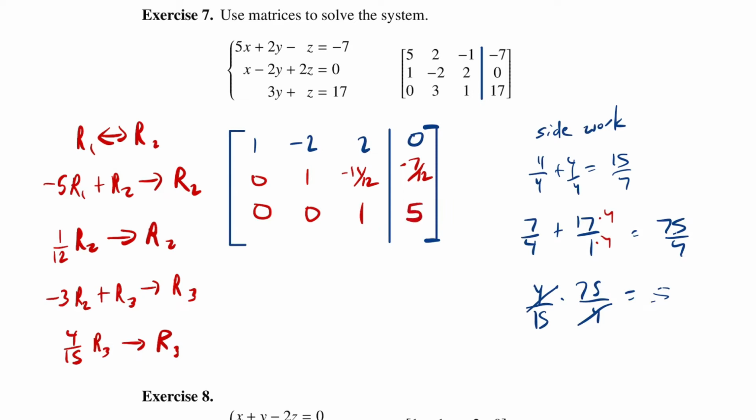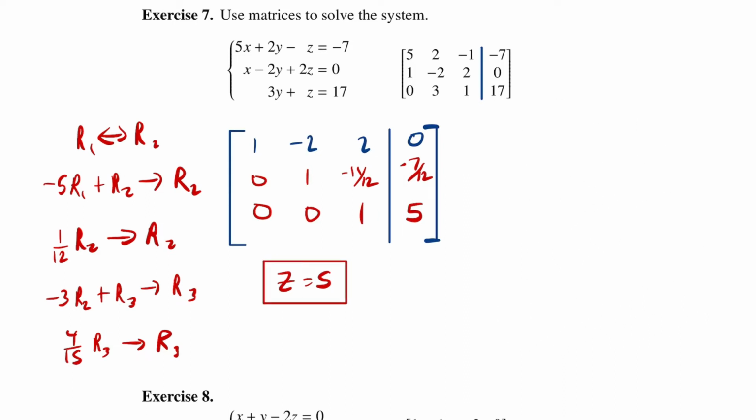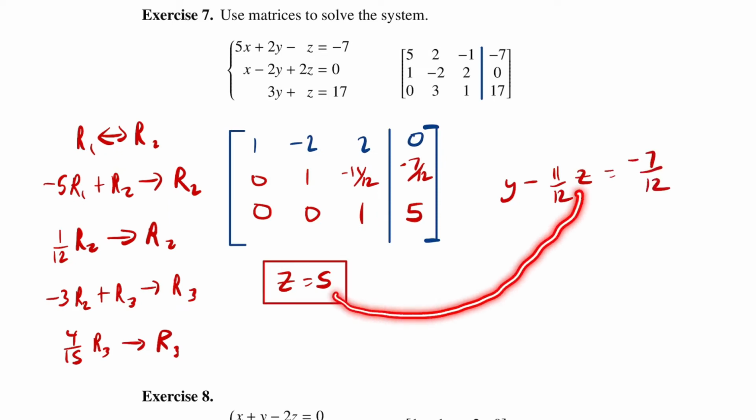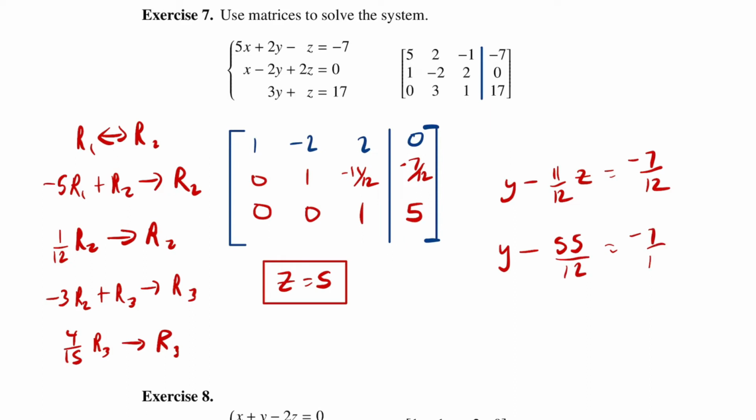That's our first variable. Now we have to go ahead and write the second equation out. The second equation is going to be y minus 11/12 z is equal to negative 7/12. Let's do our substitution. Plug in 5 here. If you plug in 5, you're going to get y minus 55/12 equals negative 7/12. Add 55/12 to both sides.